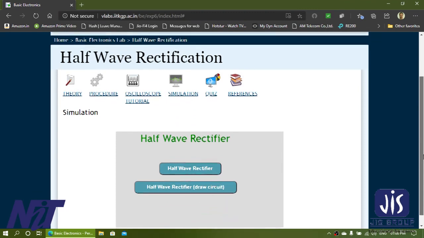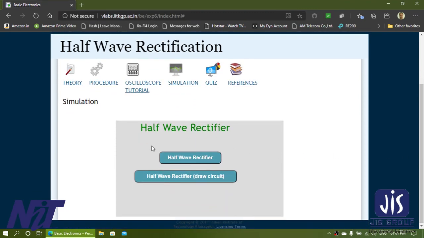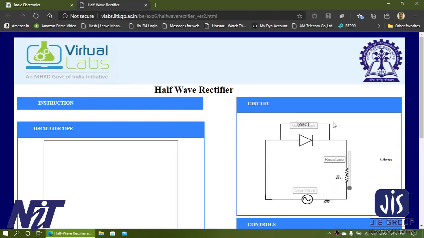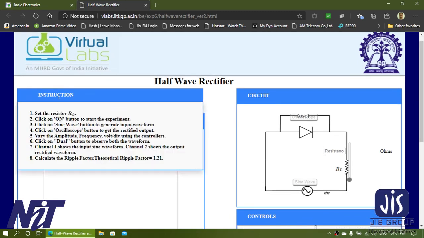On this page, first you will find that two links are available. Both the links are the same for the half wave rectifier, but the difference is that at the below one you will be able to make your own circuit connection by yourself. First we will do the first one. This is a simulation page. From here, at the instruction tab, you just place your mouse cursor and you will find the instruction.